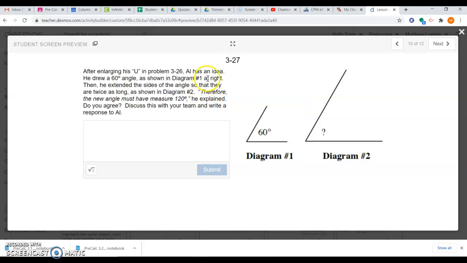Here we have a good one where we drew a 60-degree angle as shown in the diagram at the right, and then extended the sides like you see. So it started in diagram 1 and we extended the sides here in diagram 2. Therefore, the new angle measurement must be 120 because we doubled the side lengths. Explain if you agree, or if you disagree, explain why you disagree with his answer. Okay? And think about that's a 60-degree angle. Think about what a 120-degree angle looks like, and does it make sense in these two diagrams?